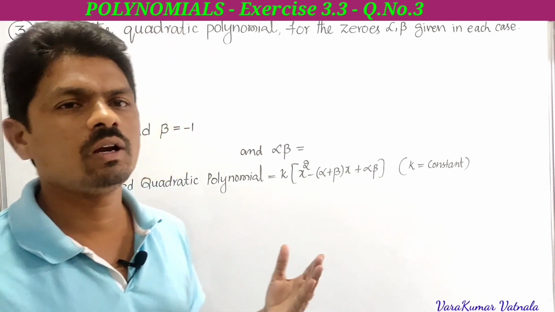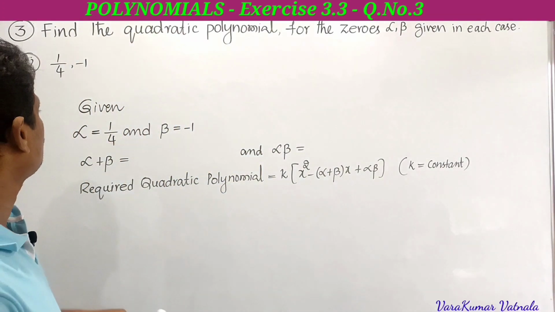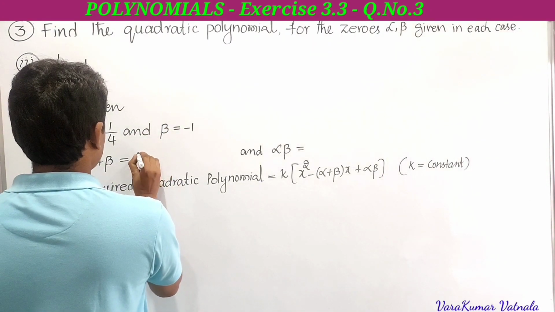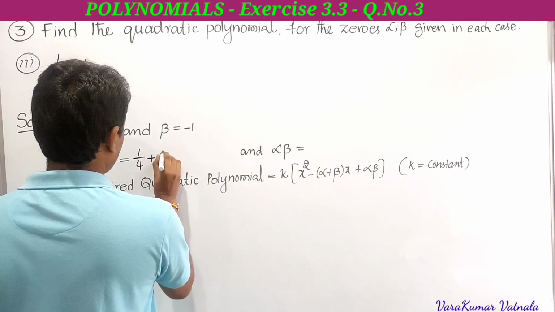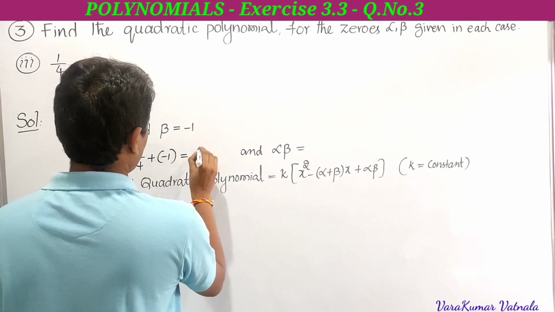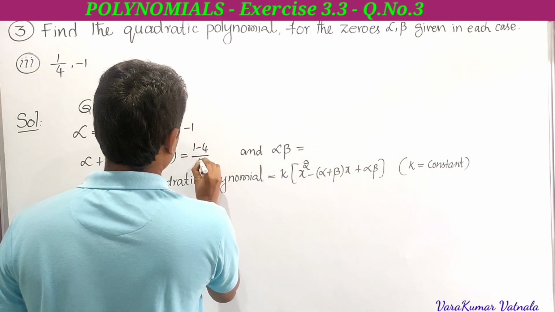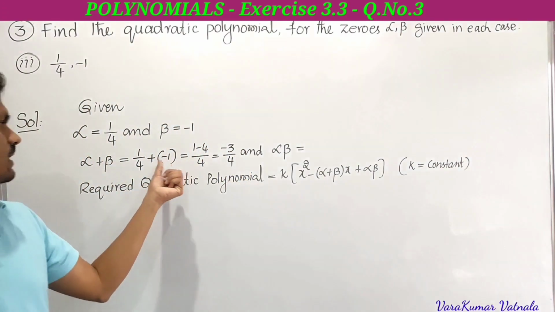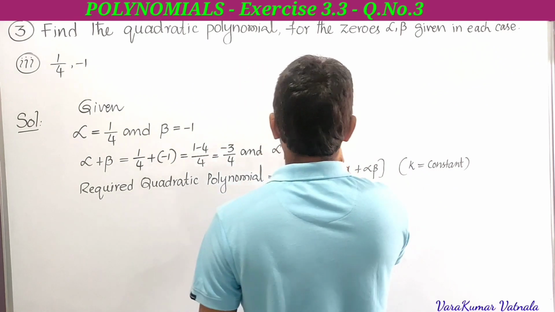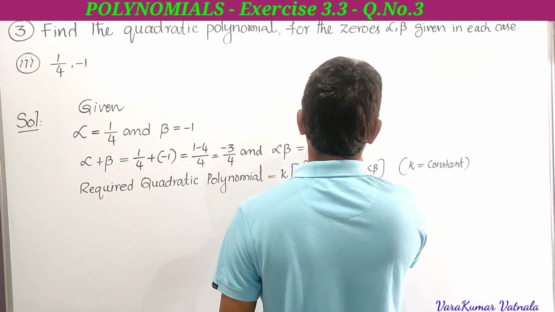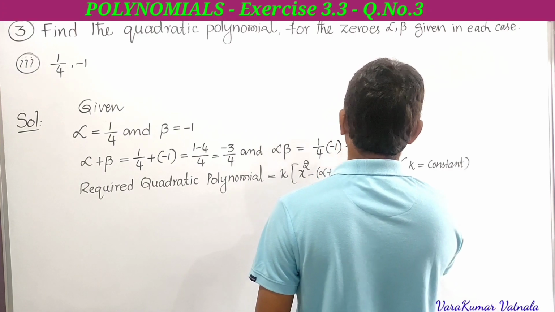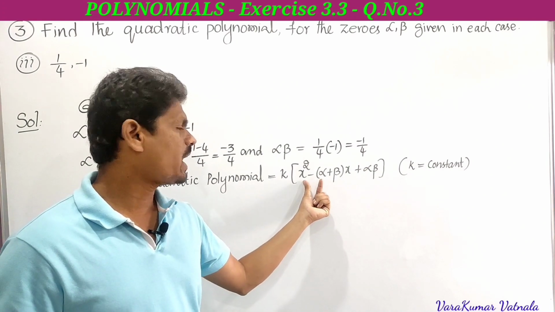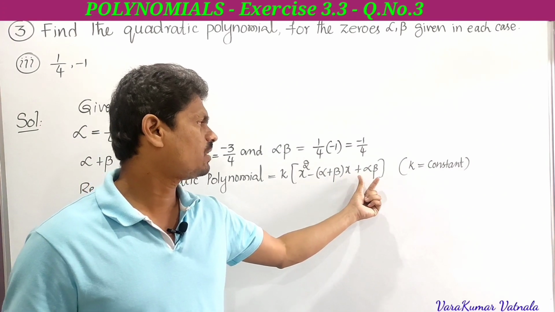So to find the quadratic polynomial, here he has given alpha equal to 1 by 4 and beta equal to minus 1. We have to find alpha plus beta, that is 1 by 4 plus minus 1. So find LCM, we get 1 minus 4 by 4, that is minus 3 by 4. So alpha plus beta is equal to minus 3 by 4. Alpha into beta is 1 by 4 into minus 1, that is minus 1 by 4. So this is the quadratic polynomial formula, k into x square minus alpha plus beta into x plus alpha into beta.